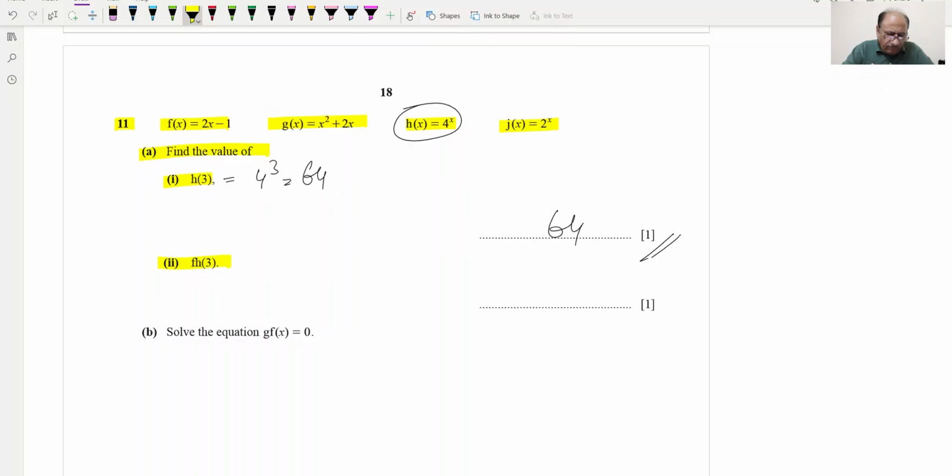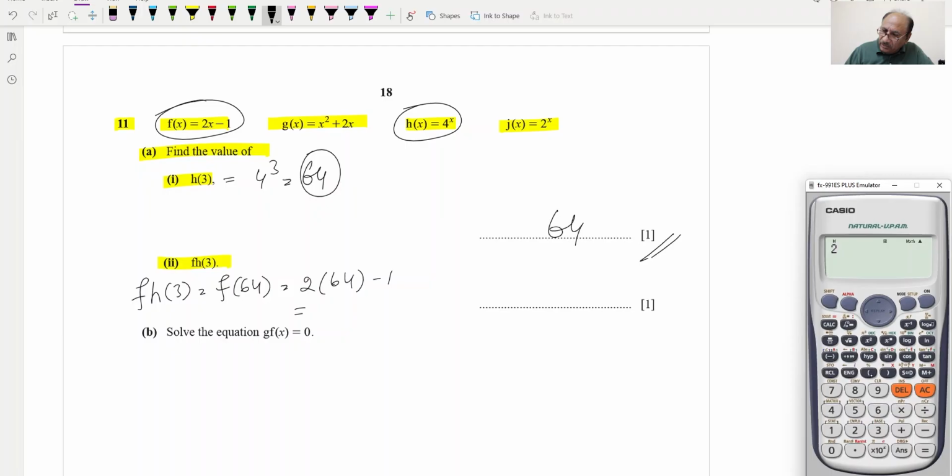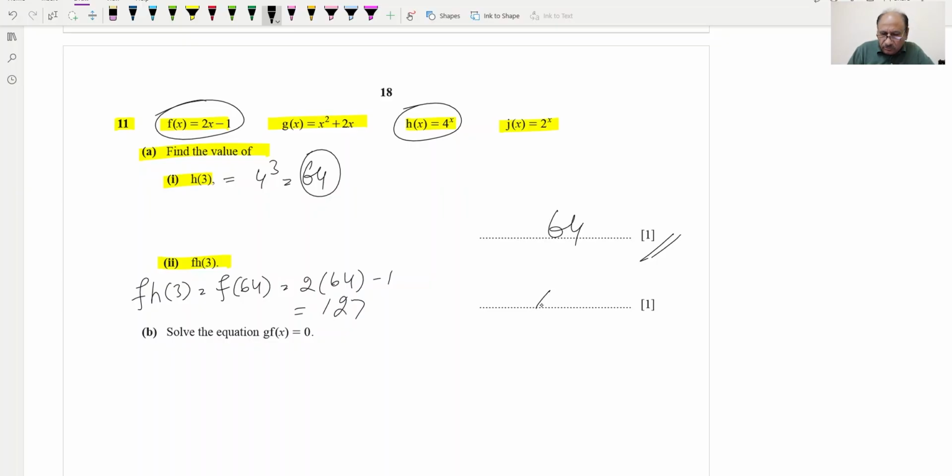Second part, f of h of 3. h of 3 we have already calculated as 64. So f of h of 3 will be equal to f of 64, and in f of x we can replace x with 64. So this will be 2 times (64 minus 1), and we can use a calculator for this. It will be equal to 127. So 127 will be our answer for 1 mark.